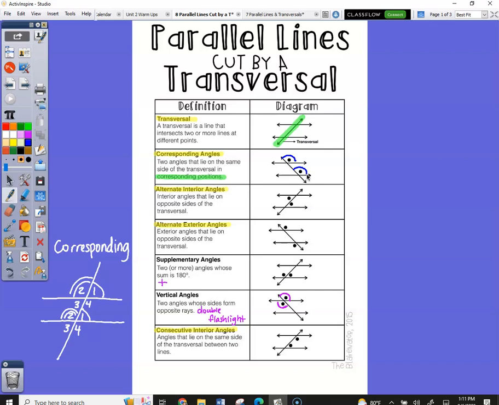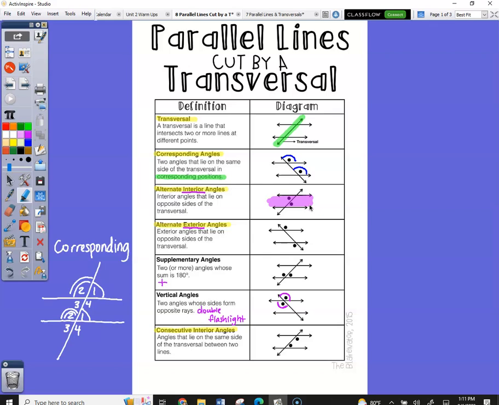The next two, what's the only difference in these two words? Alternate interior, alternate exterior. There you go. Alternate interior angles will be inside the lines. On the inside. Alternate means opposite, right? Opposite sides of your transversal, but inside the parallel lines.